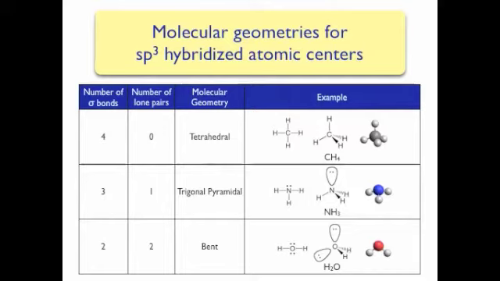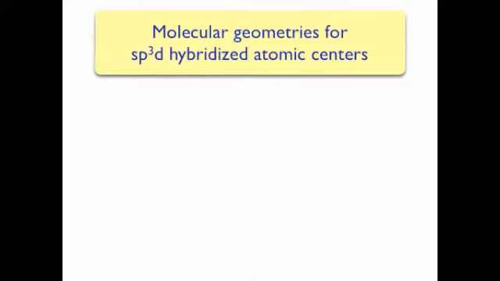The sp3 hybridization, as well as sp2 and sp, are very common hybridizations in general chemistry and in organic chemistry. You will be asked to specifically memorize these molecular geometries that correspond to these hybrid orbitals. The next 2 groupings are less common in general and organic chemistry. However, we will mention them anyhow. These are the molecular geometries for sp3d hybridized atomic centers.